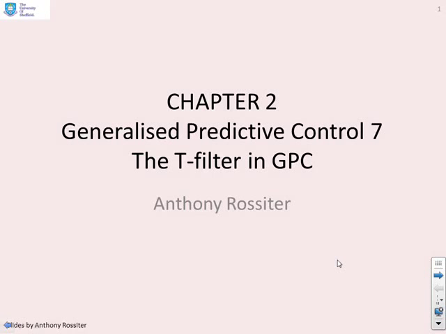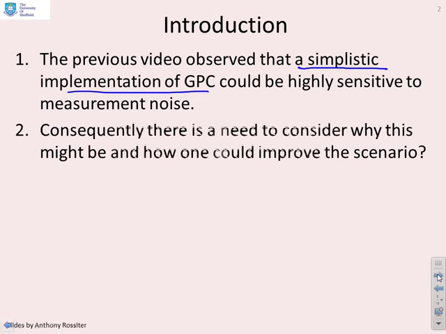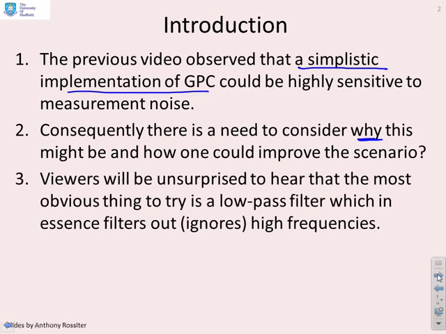This video looks at the T-filter in GPC. The previous video observed that a simplistic implementation of GPC could be highly sensitive to noise, and consequently there's a need to consider why this might be. We need to understand why first, and once we understand why, how can we make things better?